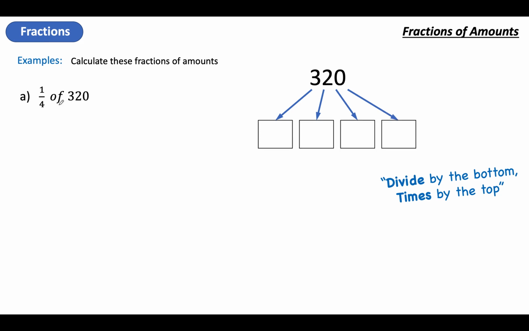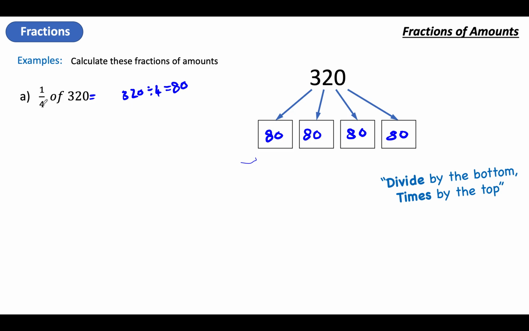So that's the maths I'm going to do first of all. It's just 320 divided by 4 and see what we get. Okay, and it actually happens that each one would be worth 80. 80, 80, and 80. And all I've done is divide it by 4. And so that would be my answer.